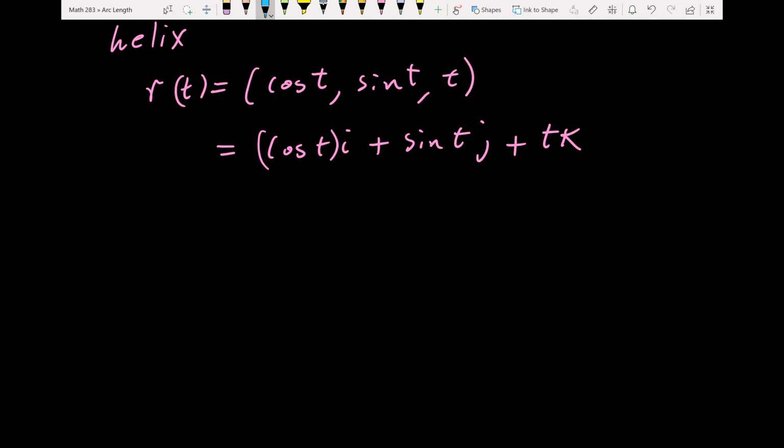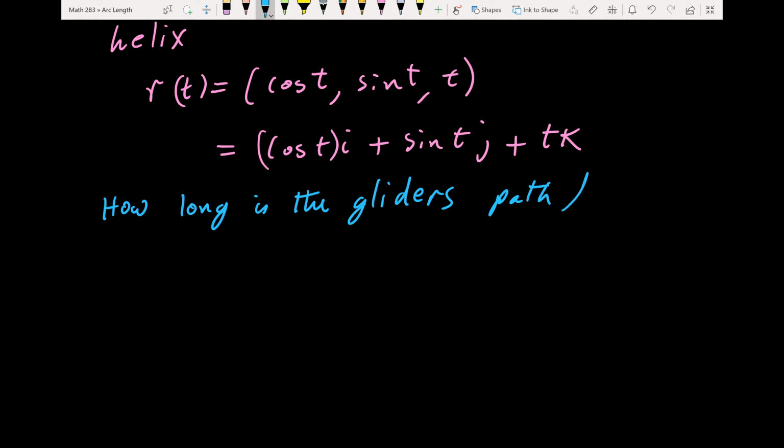The question becomes, how long is the glider's path from t equals 0 to t equals 2 pi? That's what we're looking at, okay?